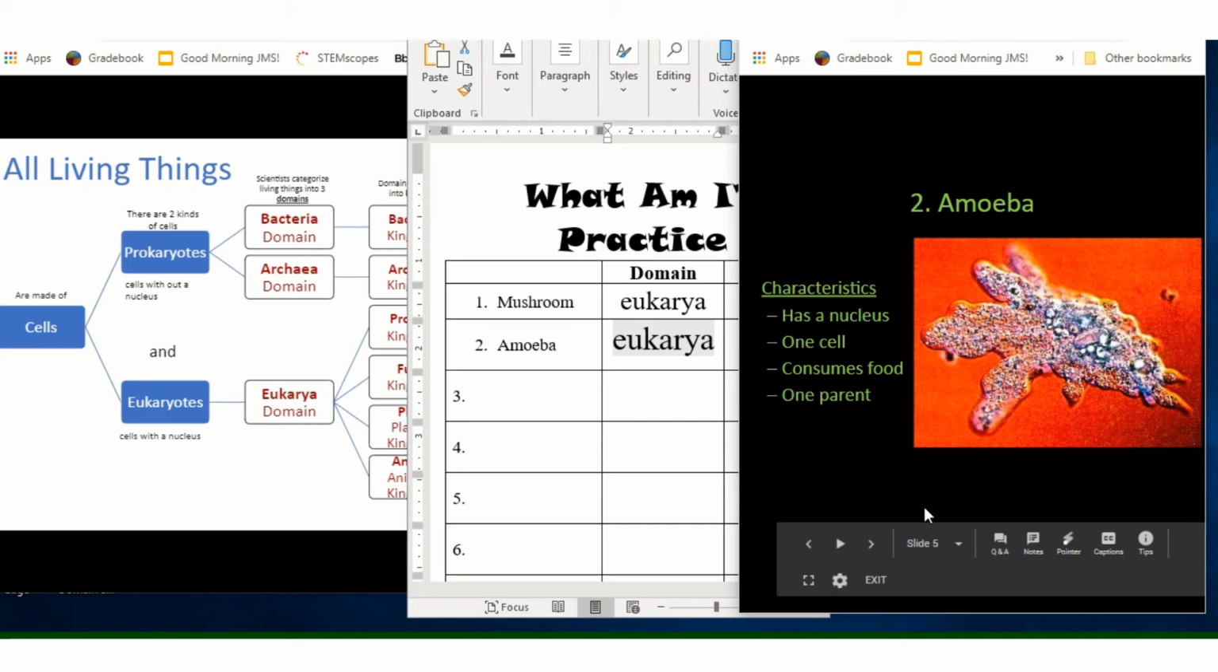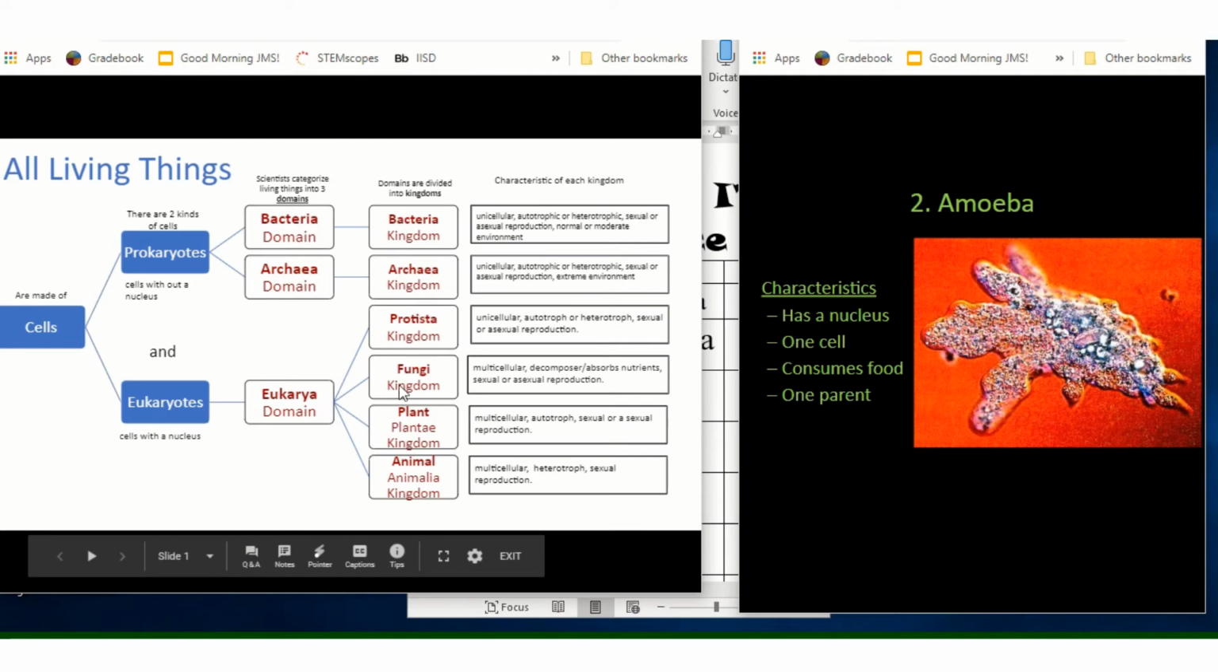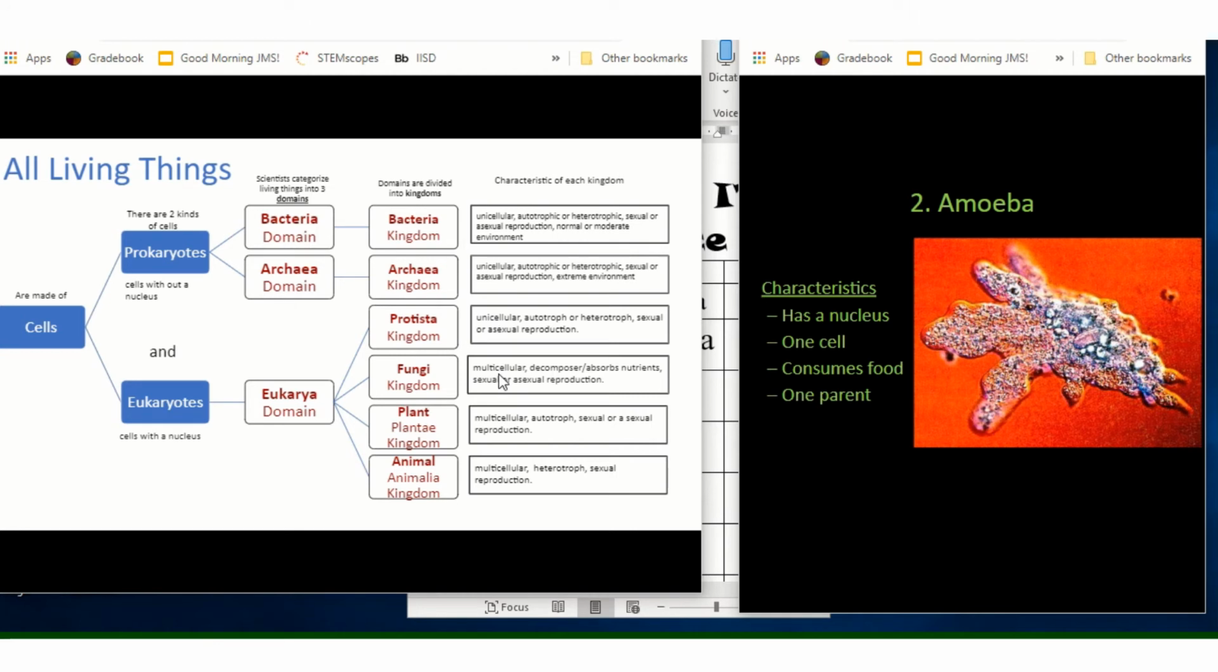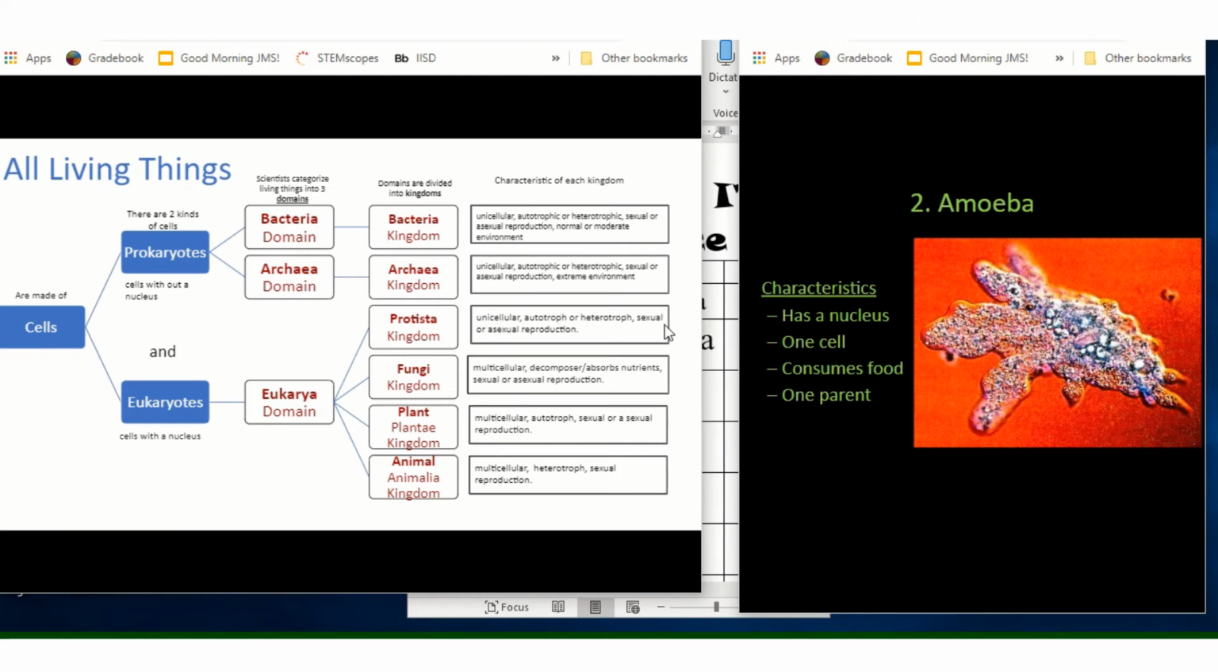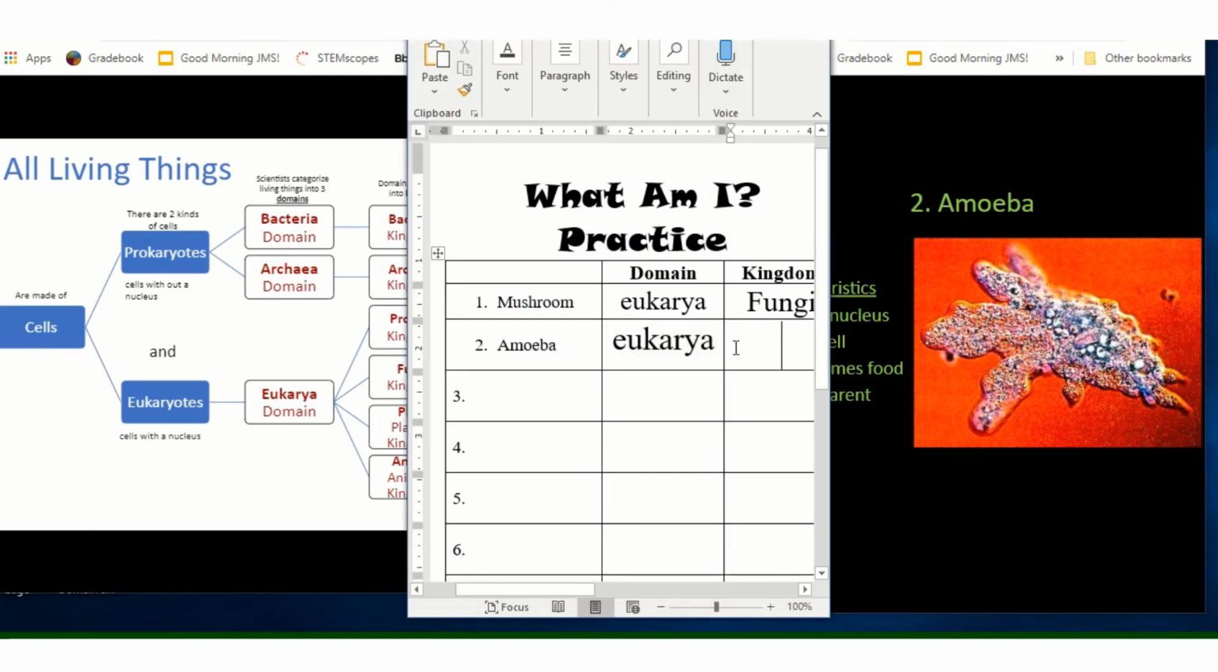So now we got to figure out what kingdom it's in. Okay, so it says one cell. So we come over here, out of these 4 kingdoms in the eukarya domain, which one or ones is unicellular? Okay, so Protista is unicellular. There's multi, multi, multi. So Protista is the only one it can be. So we're going to type in Protista.